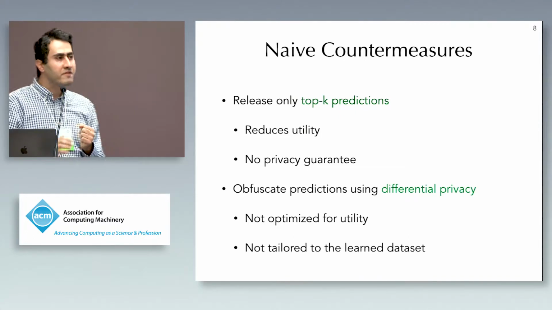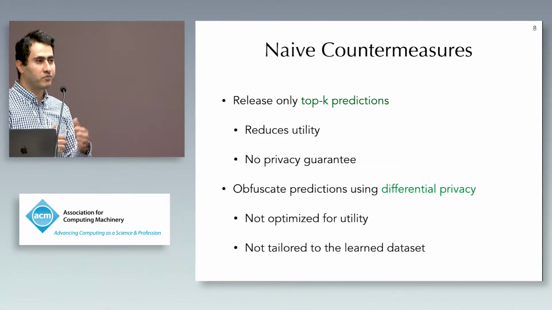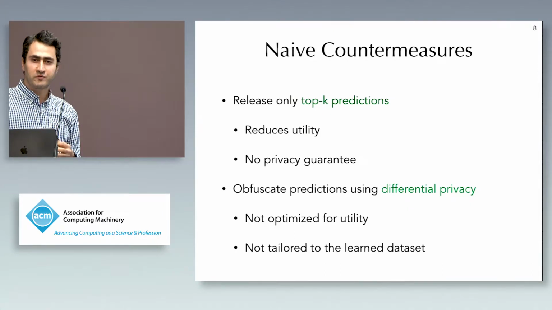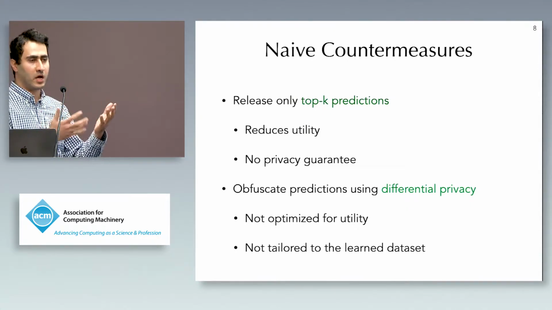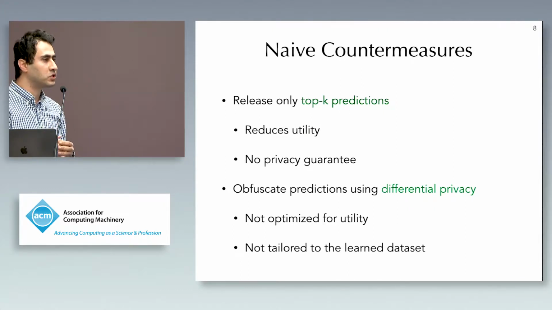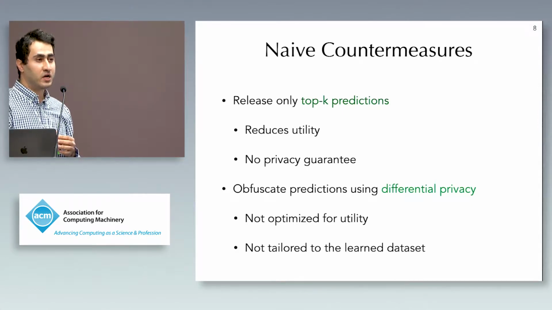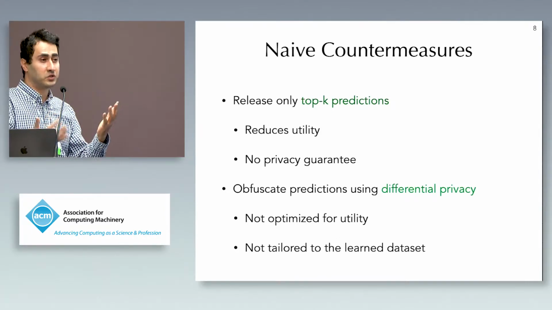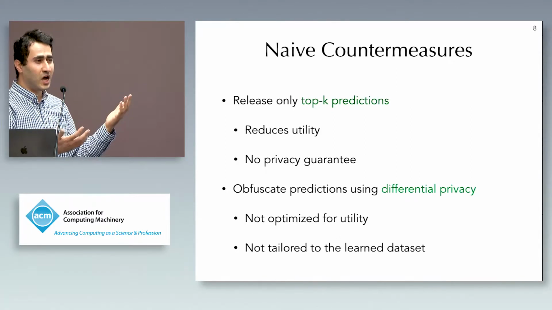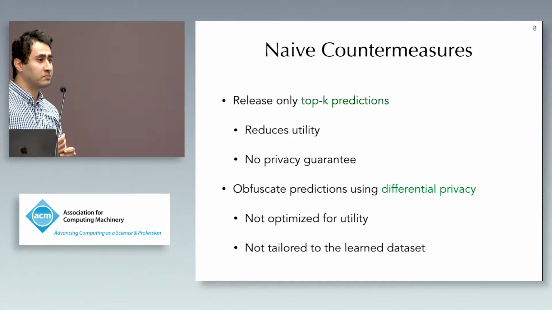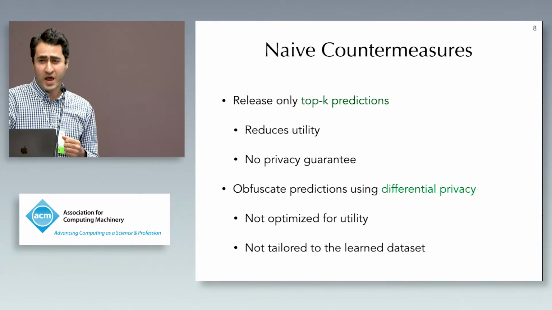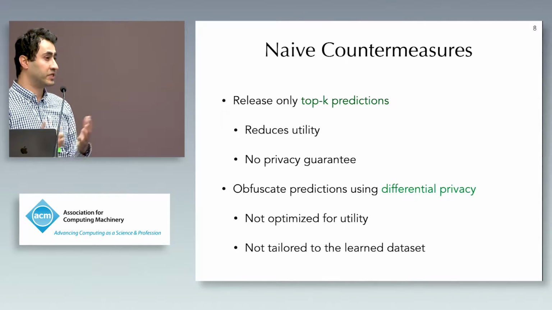A second possible naive countermeasure is using differential privacy, right? So how about you obfuscate the output of your prediction API and add noise through differential privacy to your predictions? This approach does provide provable guarantees. The problem is differential privacy algorithms are not designed to care about utility, and therefore, if you use a regular differential privacy algorithm, this is likely to hurt the utility of your machine learning algorithm significantly.